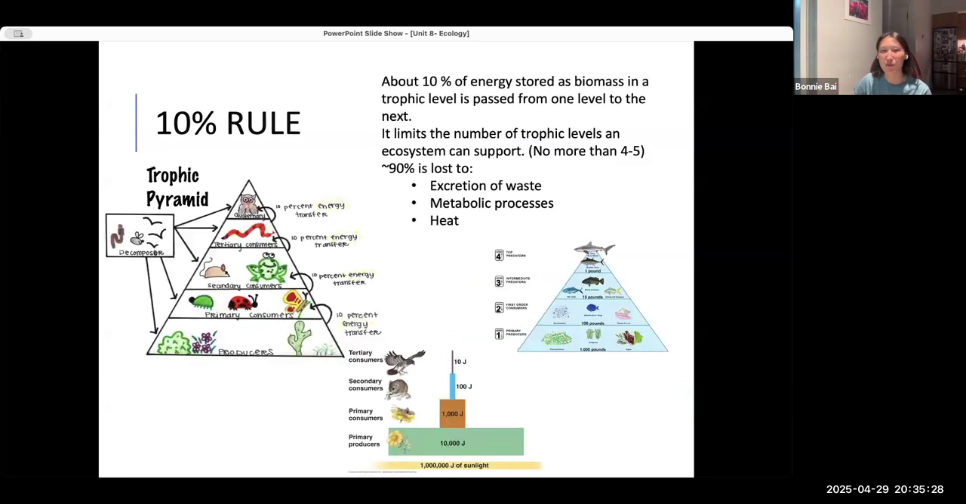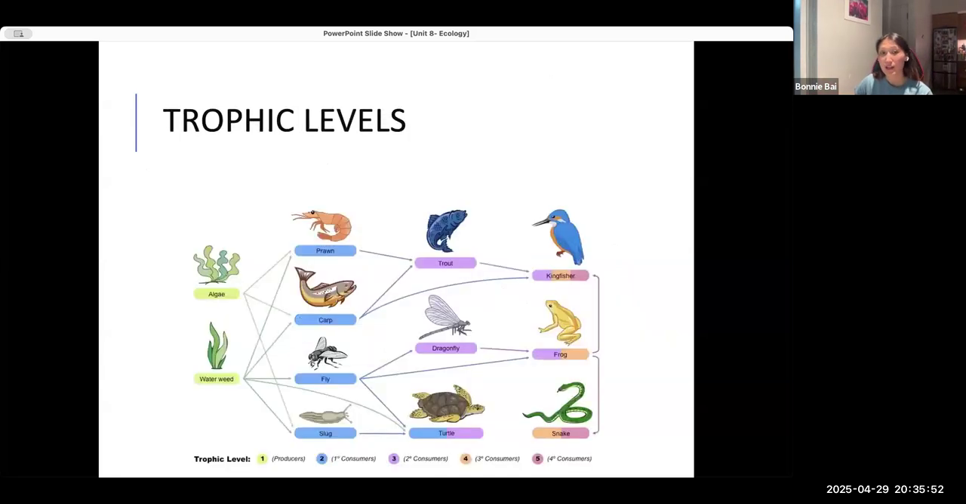Here's the 10% rule. The 90% goes to metabolic processes, just your cells, keeping the cell alive, all the activities that you do, the waste that you produce has energy in it, body heat for any kind of organism, even the cold-blooded animals, they also produce body heat. Yeah, so you can see the numbers as well, but in terms of the energy right there.